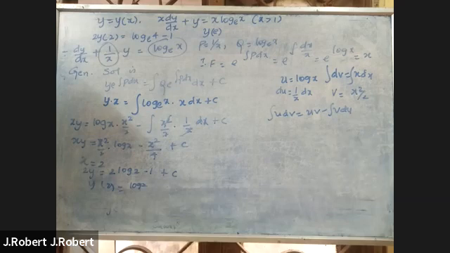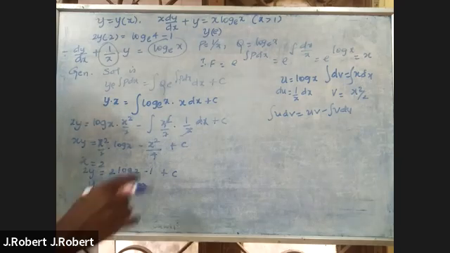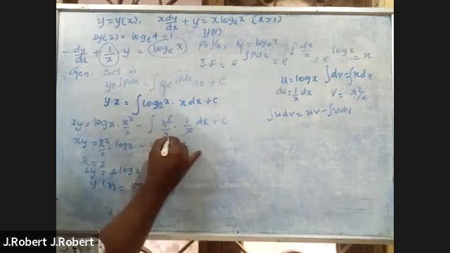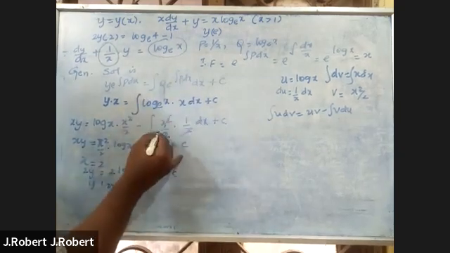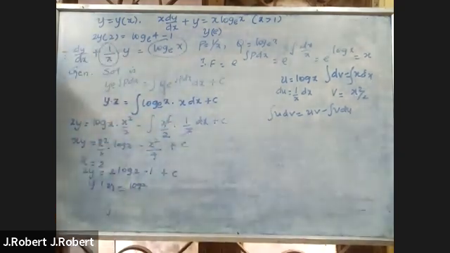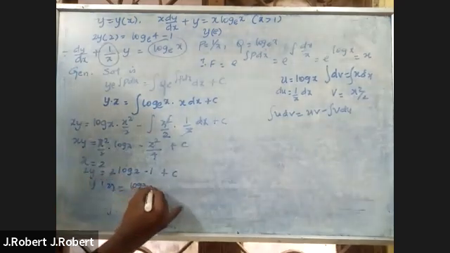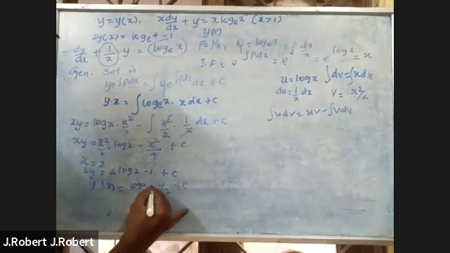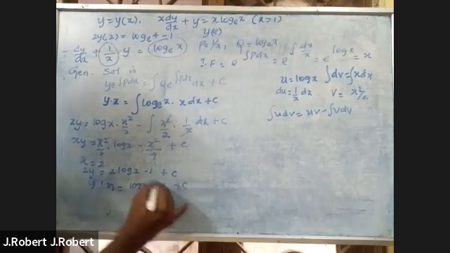Sir, xy is equal to x square by 2 log x minus x square by 2, right? Already 2 is there here. If we integrate x, we get x square by 2. Already 2 is there, 2 into 2 is 4. Now log 2 minus 1 by 2 plus c. So now we have found y of 2.